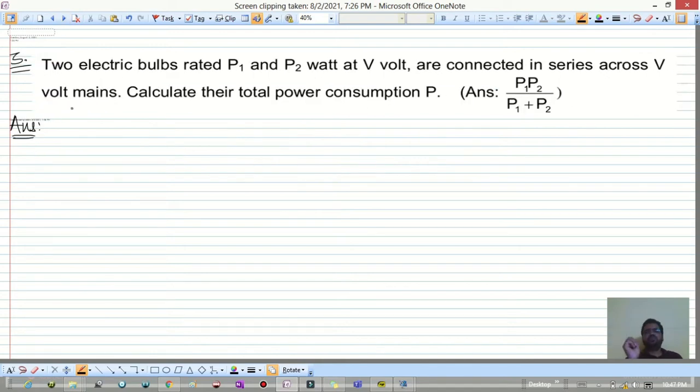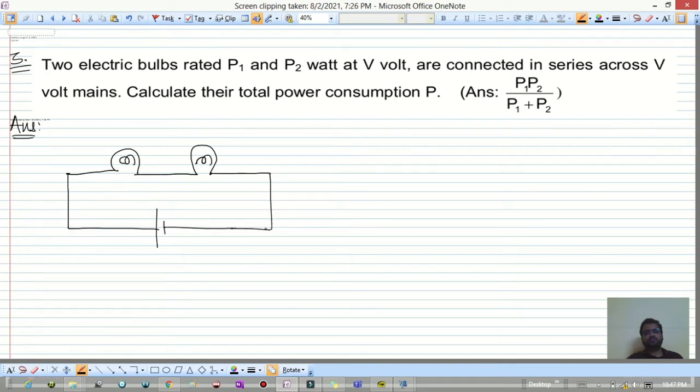Then we have the third one: 2 electric bulbs rated P1 and P2 watt at V volt are connected in series across V volt mains. Okay, so 2 bulbs are connected in series. So these are the 2 bulbs which are connected in series across the V volt.